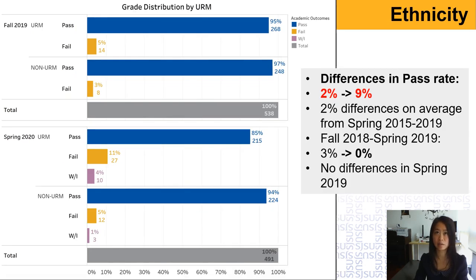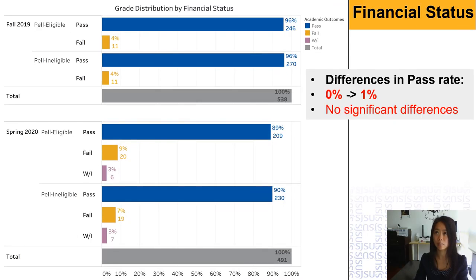And next, we look at ethnicity, to see if there is any difference here. For 2019, we see a 2% difference, and for spring 2020, we see a 9% difference. Normally we see a 2% difference on average from spring 2015 to 2019. But what we want to say is that in spring 2019, there was a 0% difference between URN and non-URN students, while this semester it was 9%, so that is quite something to be cautioned.